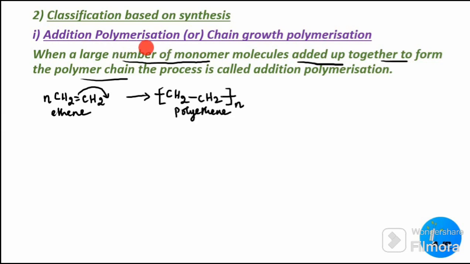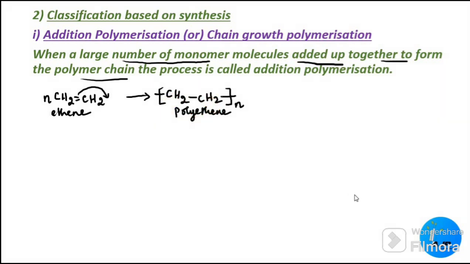Actually, in addition polymerization, there is no elimination of any molecules like water, ammonia, alcohol, etc. Therefore, the repeating unit is the same as the monomer unit. The polymers formed by addition polymerization are called addition polymers. So this is an example.